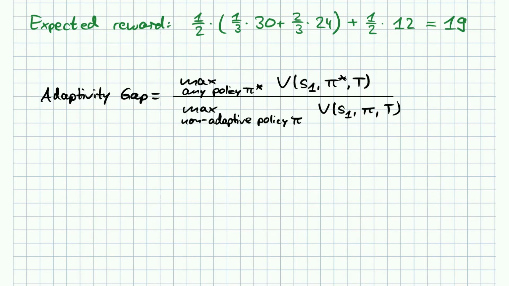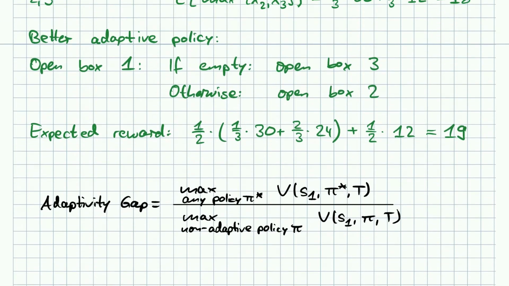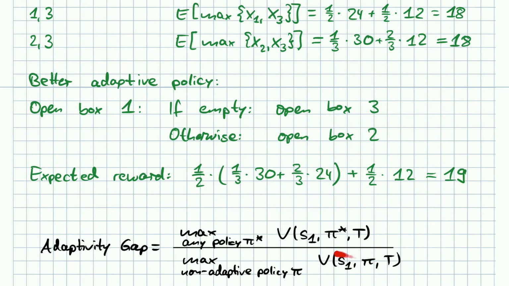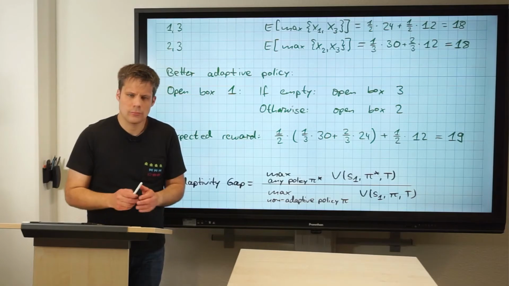And what do we know? If we look back at our example, then we see that our adaptivity gap here is at least 19 over 18, because the best non-adaptive policy will give us 18. This is some adaptive policy which will give us 19. Maybe there are even better adaptive policies.